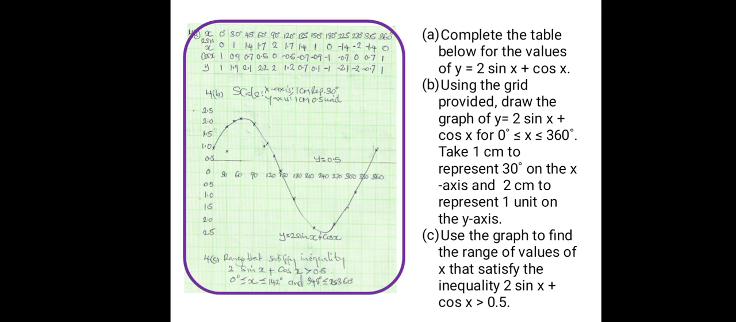Complete the table for the values of y = sin x + cos x. Using the grid provided, draw the graph of y = sin x + cos x for the range between 0 degrees and 360 degrees. Take 1 centimeter to represent 30 degrees on the x-axis and 2 centimeters to represent 1 unit on the y-axis.